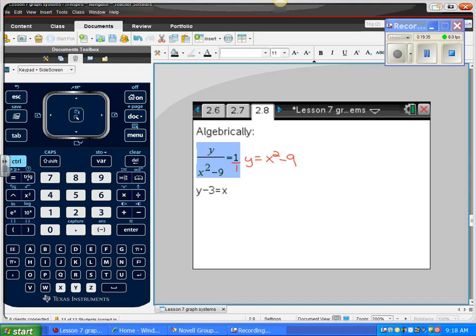What could I do to this second equation? Yeah, let's solve it for y. Let's add over that 3. Good. That makes it a little bit easier, right? I added the 3 just over to the other side. Yes, ma'am. Okay.